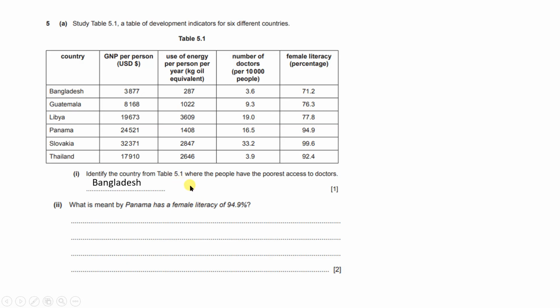That means, literacy is the number of people that can read and write. That means the number of women or females that can read and write is up to 94.9%. So that's it. 94.9% of women or girls in Panama can read and write. That's all for the 2 marks.